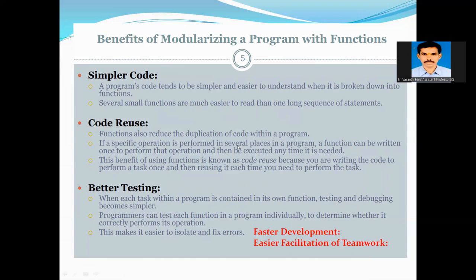Code reusability: you can define the code once and you can use it any number of times. Better testing: if you want to test your code, you can test wherever you need. Faster development: the individual teams do their work, then the development becomes faster, with easier facilitation of teamwork. So we can divide our work into different parts. Each work is assigned to one team. So there is provision to work faster and to do parallel work. These are the beauty of function programming.